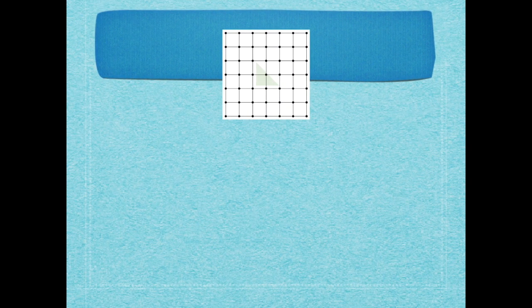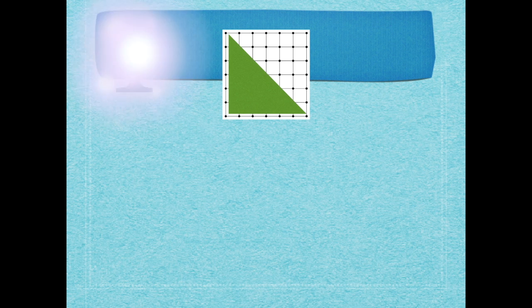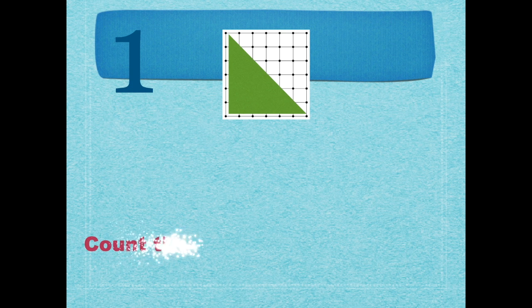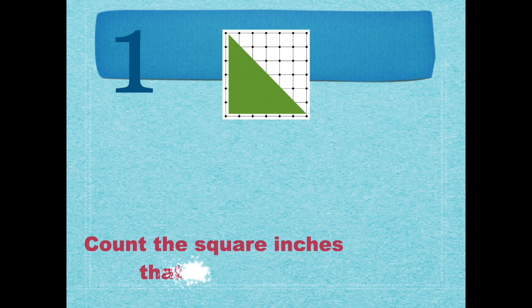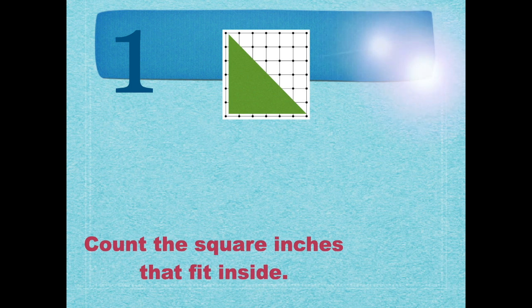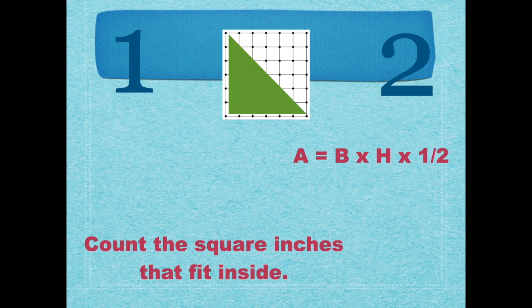So here's our grid of square inches. The first way to solve for area is to simply count the square inches that fit on the inside. The second way to solve for area is to multiply the base and the height and divide it by 2. And that's it. That's exactly how you solve for area.